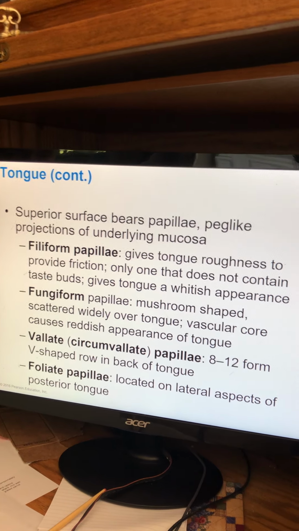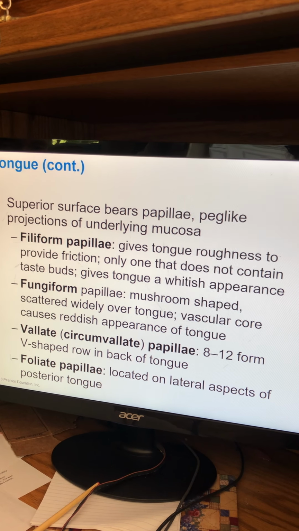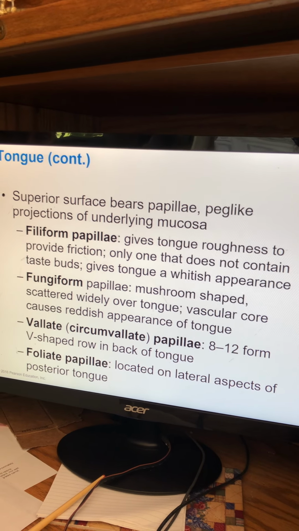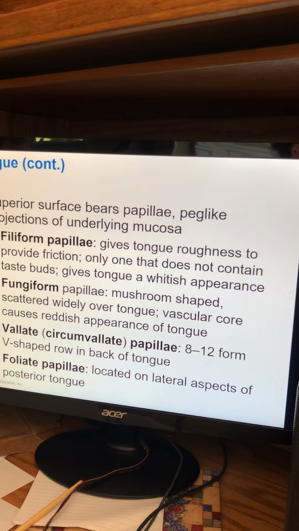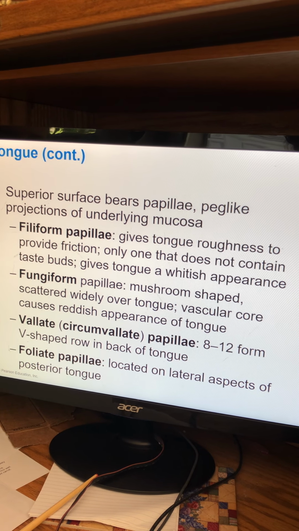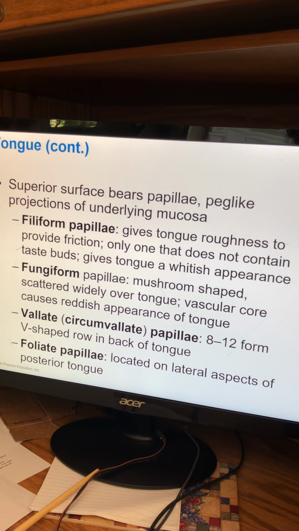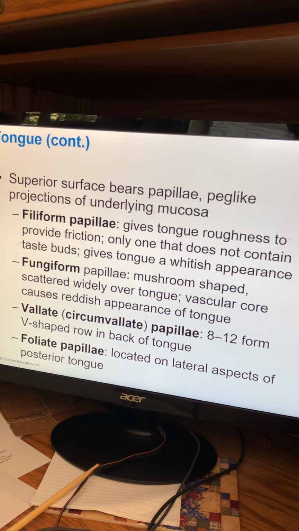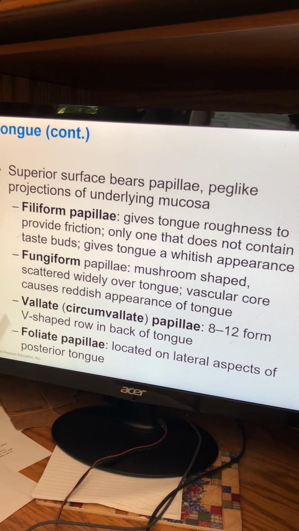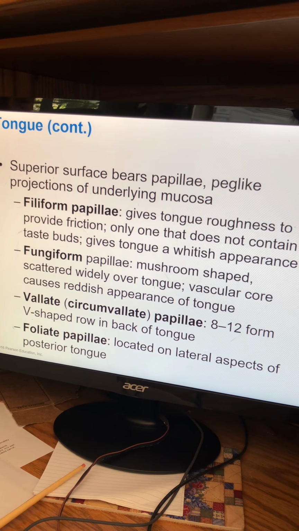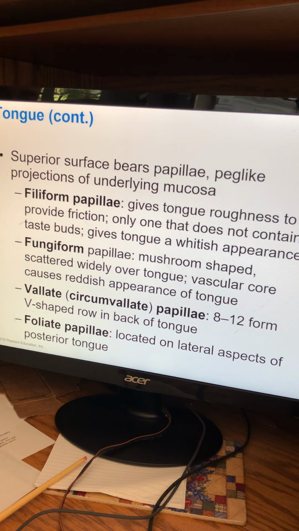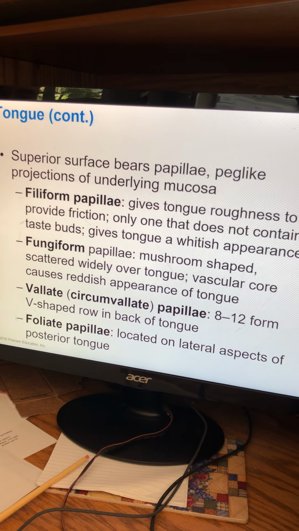Just something showing you the papilla, and the filiform papilla gives the tongue its roughness to provide friction. It's the only one that does not contain taste buds. Everything else is going to have a taste bud, so that's the foliate, the circumvallate papilla, which is also called the vallate papilla, and then the fungiform papilla, which are going to be the thing that most people would see on the top of their tongue, kind of like a reddish hue to your tongue.